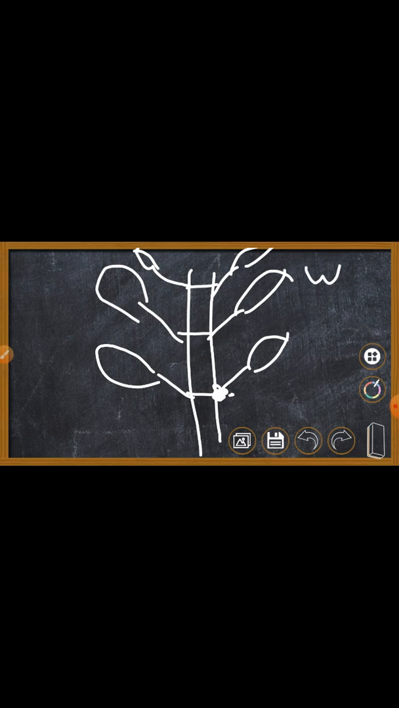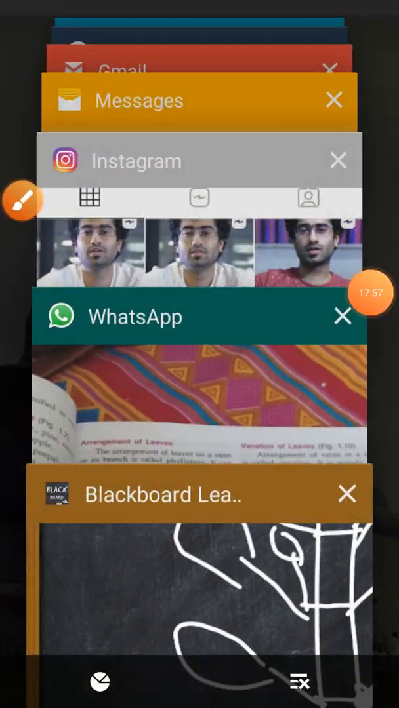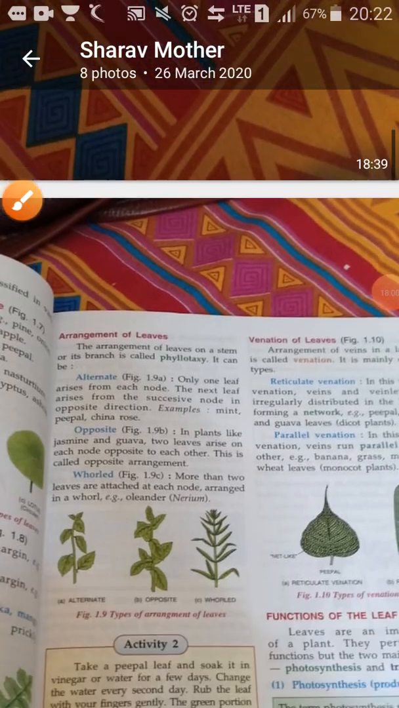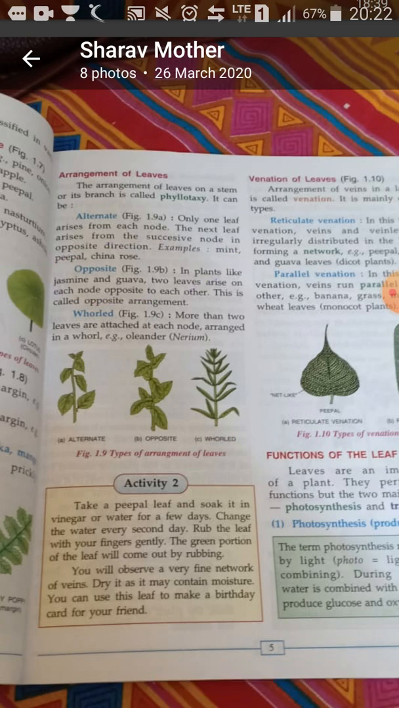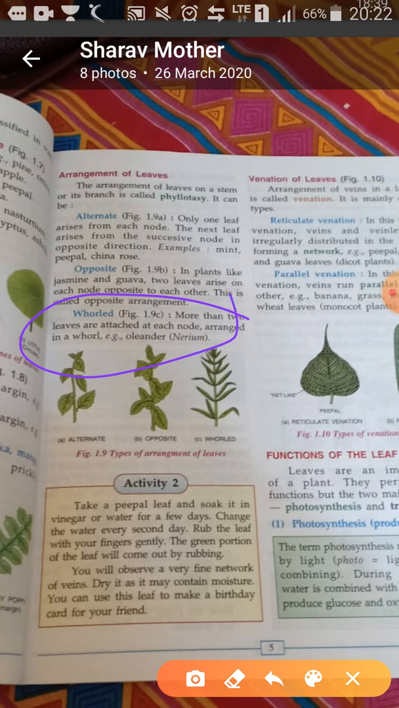Whorled. Whorled arrangement means what? Where more than two leaves come out from one particular node. Understood? So if you read it, alternate, where only one leaf comes out from each node. Opposite, where two leaves come out from each node. And a whorled arrangement, where two or more leaves come out from each node.